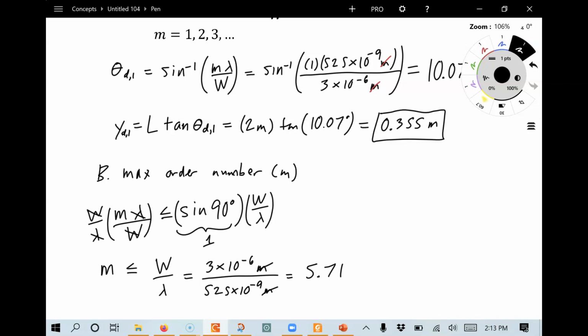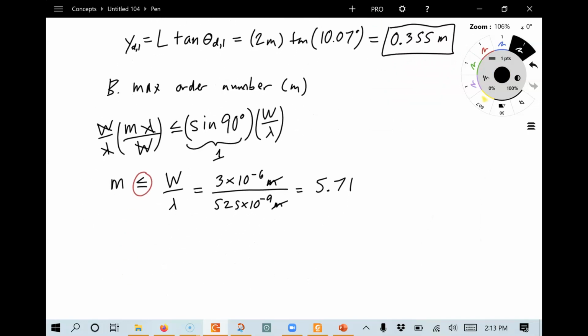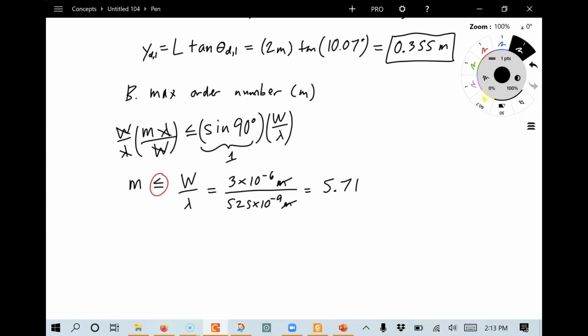This comes out to a value of 5.71. So what's m equal to now? Is it 5 or is it 6? Remember this, it's always less than or equal to that value. When you calculate the maximum order number, you always have to round down. So m in this case is going to be equal to 5.